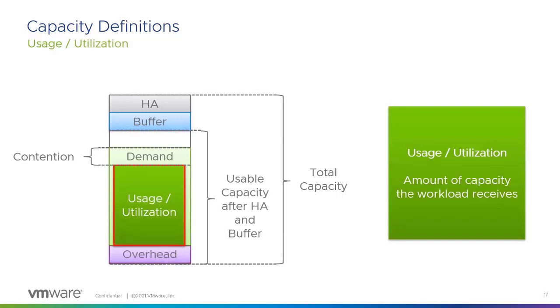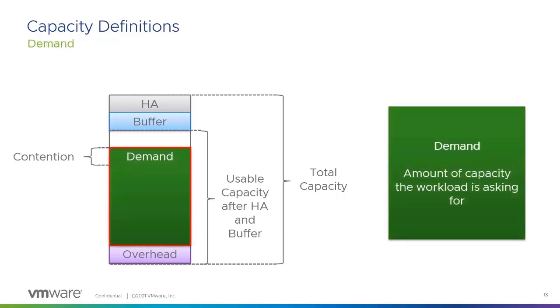We have usage or utilization. This is basically the amount of resources that the virtual machine is actually consuming. So look at CPU or memory usage. That's basically what the virtual machine is actually doing. And then demand is what the usage would have been if there was no contention. So you look at co-stop or ready or contention for hyperthreading, etc. Those get included in there and says this is what the workload would have used if there was no contention.